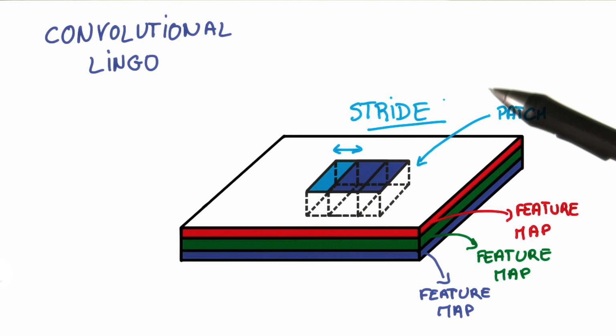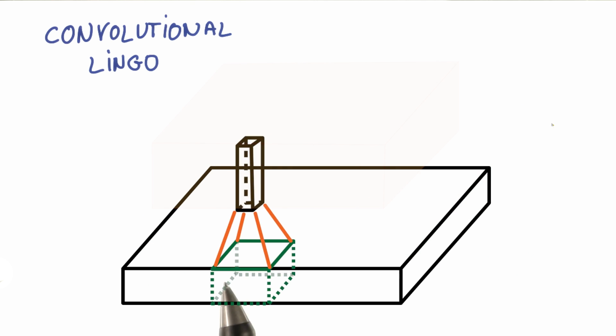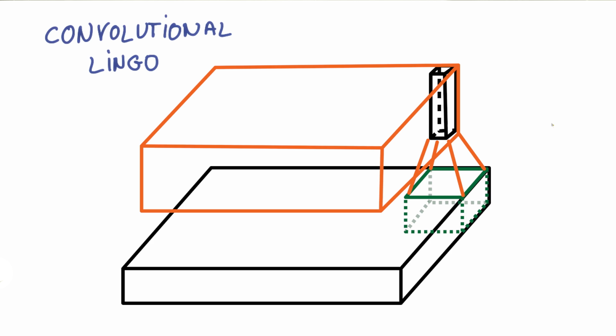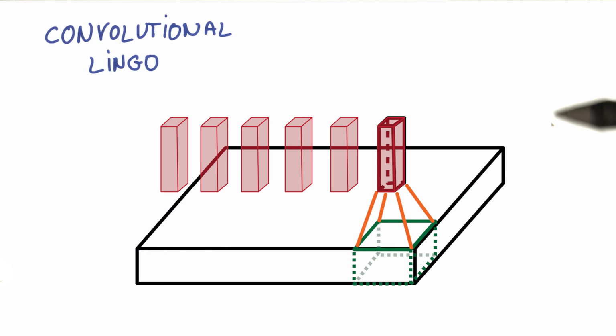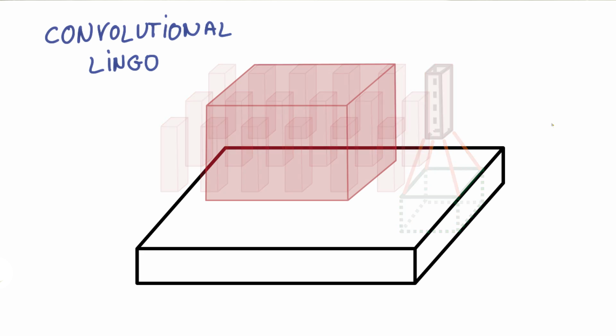Another term that you need to know is stride. It's the number of pixels that you're shifting each time you move your filter. A stride of 1 makes the output roughly the same size as the input. A stride of 2 means it's about half the size. I say roughly because it depends a bit on what you do at the edge of your image.